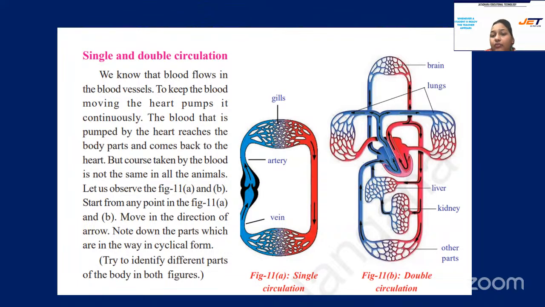And in the human heart and others, what follows? We have double circulation. Understood, students? So this is how it works. First, it will flow from one side, oxygenated on one side and deoxygenated blood on the other side.